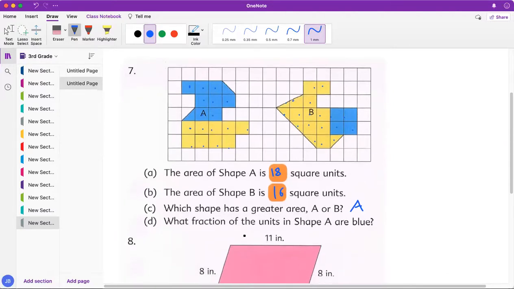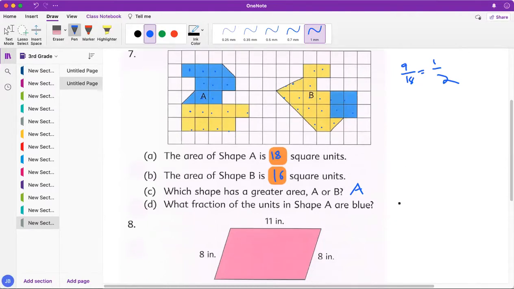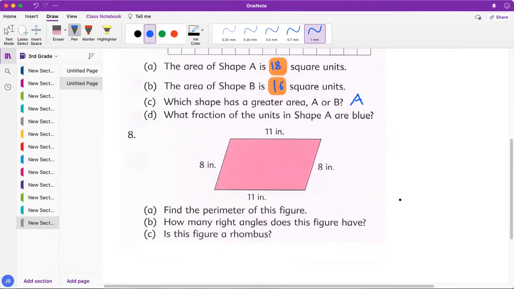Then it says, what fraction of units in shape A are blue? So we see here, we got 1, 2, 3, 4, 5, 6, 7, 8, and those count. So we got 9 out of 18, and so we have 1/2 are blue. Does that make sense to everybody? Any questions on that? All right, easy stuff, right?